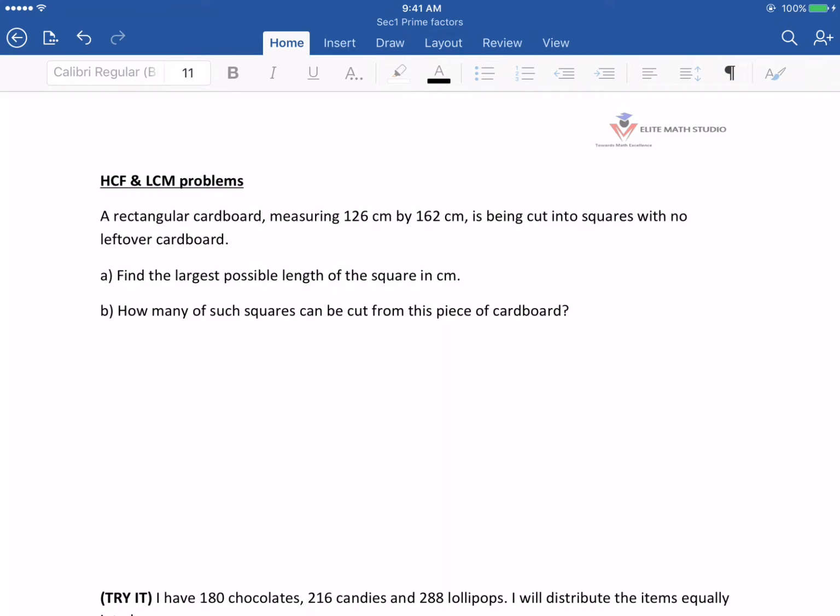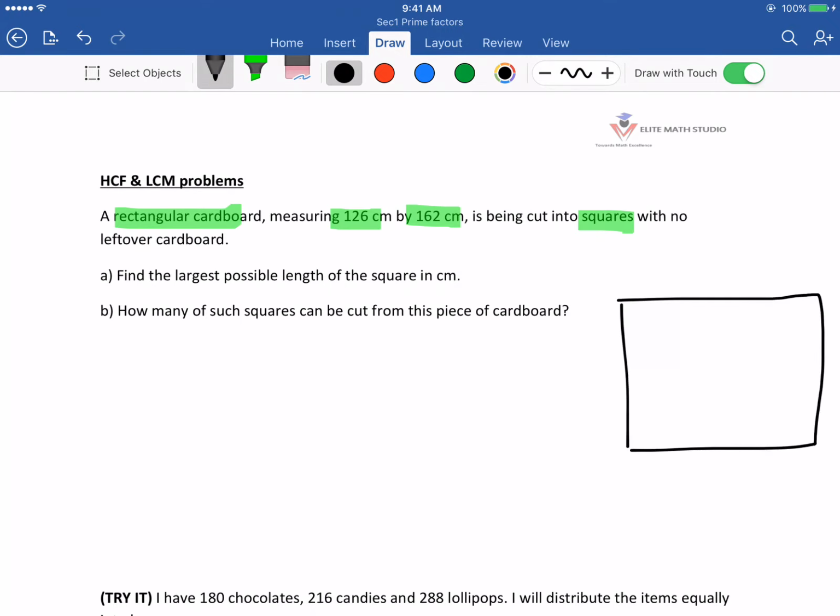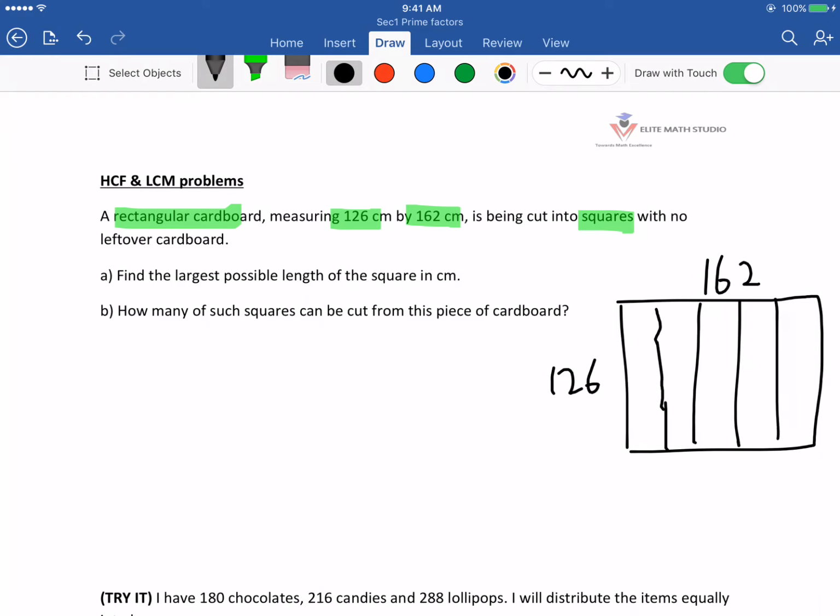Let's read first. A rectangular board measures 126 by 162 cm and is being cut into squares with no leftover cardboard. Find the largest possible length of this. So first step, you draw a rectangle right here. So write 126 and 162. What I need to do is actually try to cut this cardboard into what? Squares. So what's the question asking you? You're supposed to find the largest possible length of the square, which is this one.